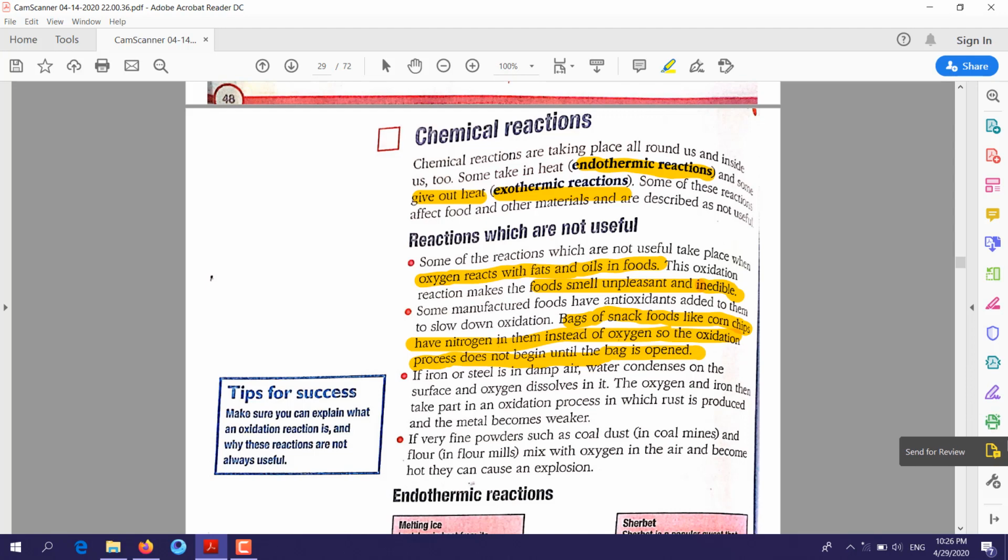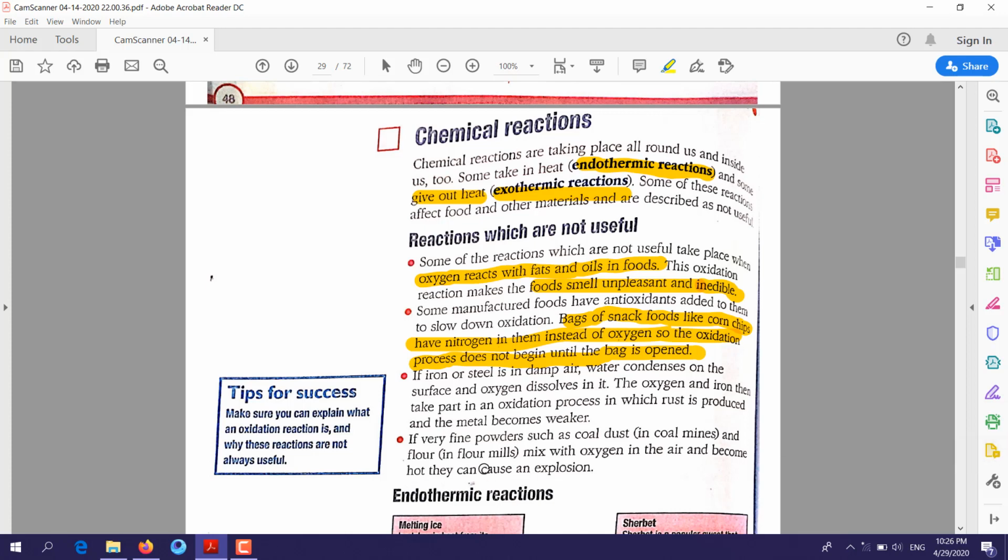Chips, okay, now when you buy them, you will see they are fresh. Why are they fresh? Because they add nitrogen gas to it. This nitrogen stops the process of oxidation. Once you open it, the oxygen from the air goes inside it, and then the oxidation reaction starts happening.